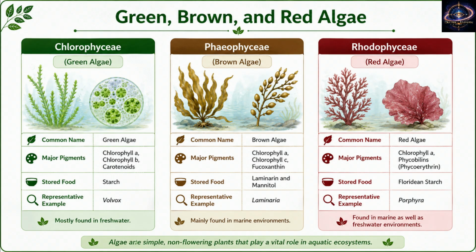Algae show different forms. Some are colonial like Volvox. Some are filamentous like Ulothrix and Spirogyra. Some marine algae like kelps are very large.